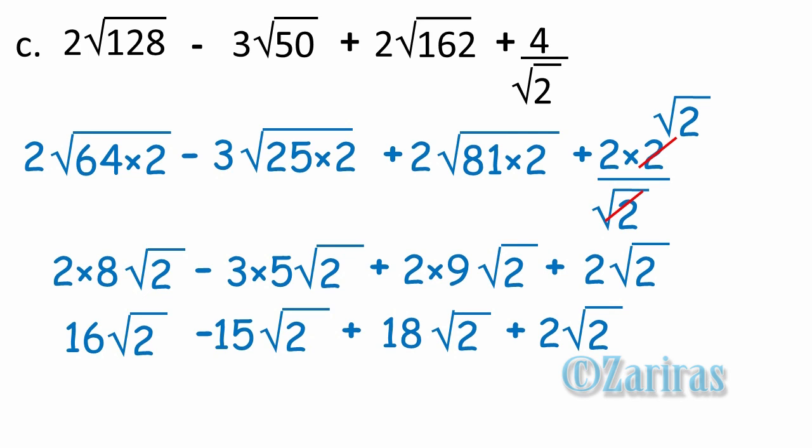So everything is simplified? Not yet. We have now all the terms as root 2, so we could just add and subtract them. 16 minus 15 is 1, plus 1 plus 18. 1 plus 18 is 19. 19 plus 2 is 21. So we keep the root 2 and the sum of the coefficients is 21. So 21 root 2 is the simplified answer of C.